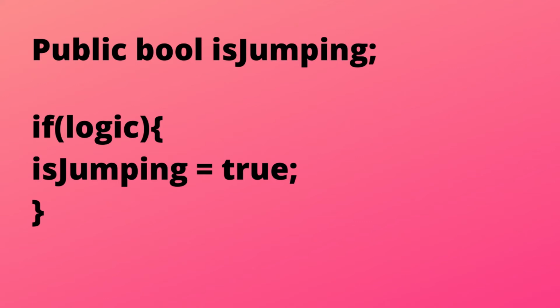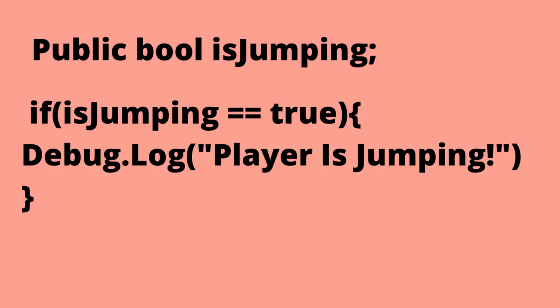And in this first case, this is how we can set isJumping to true or false. So over here I have this example. If we have some logic is true, then we set isJumping to true. And notice how we use a single equals to set something. So we can set isJumping to true or set isJumping to false.